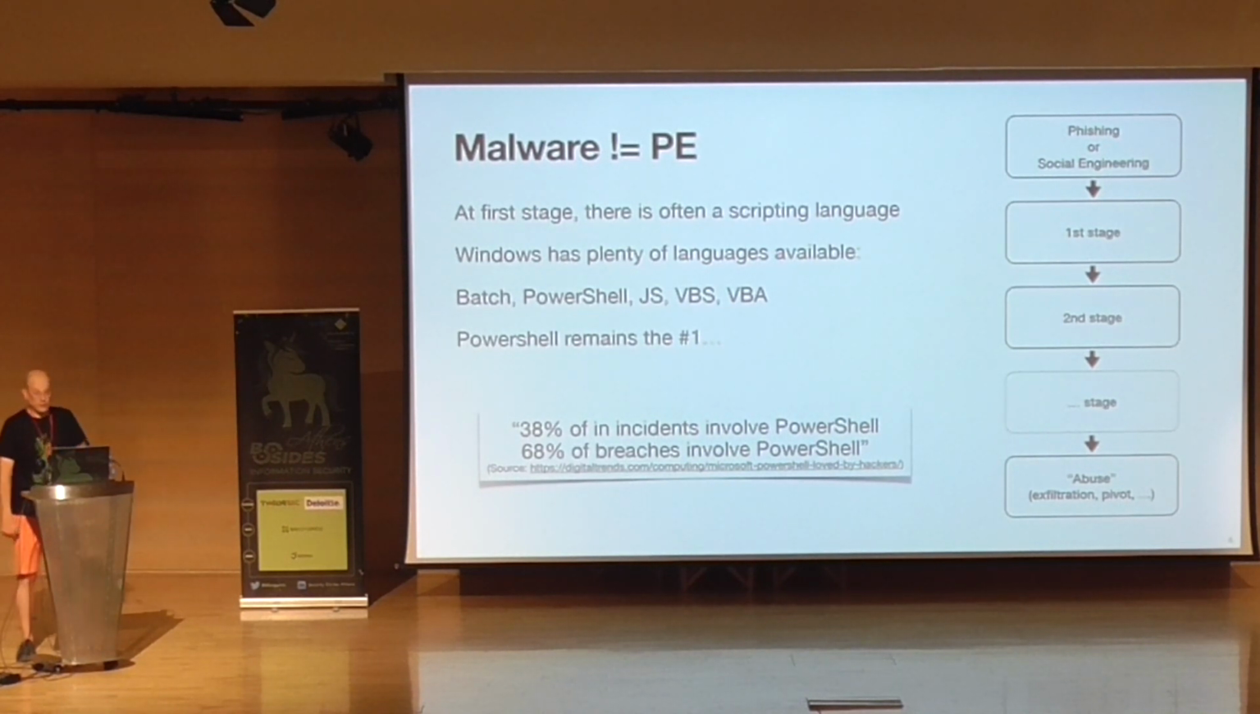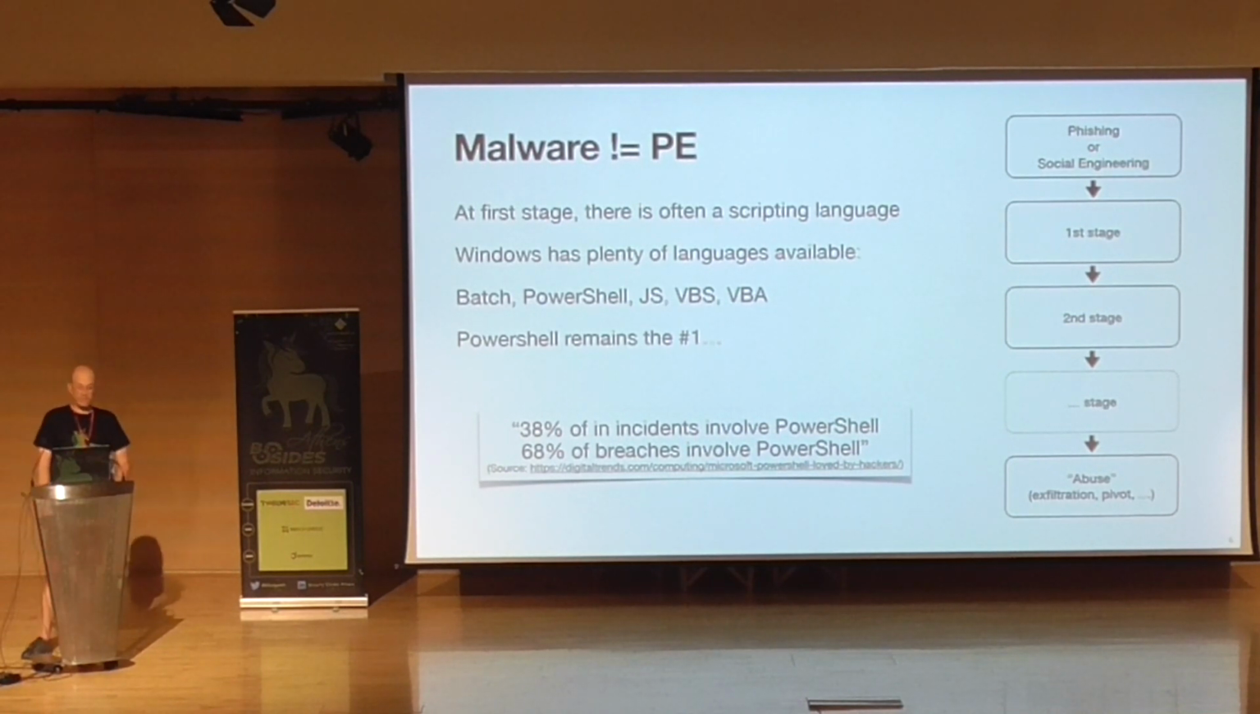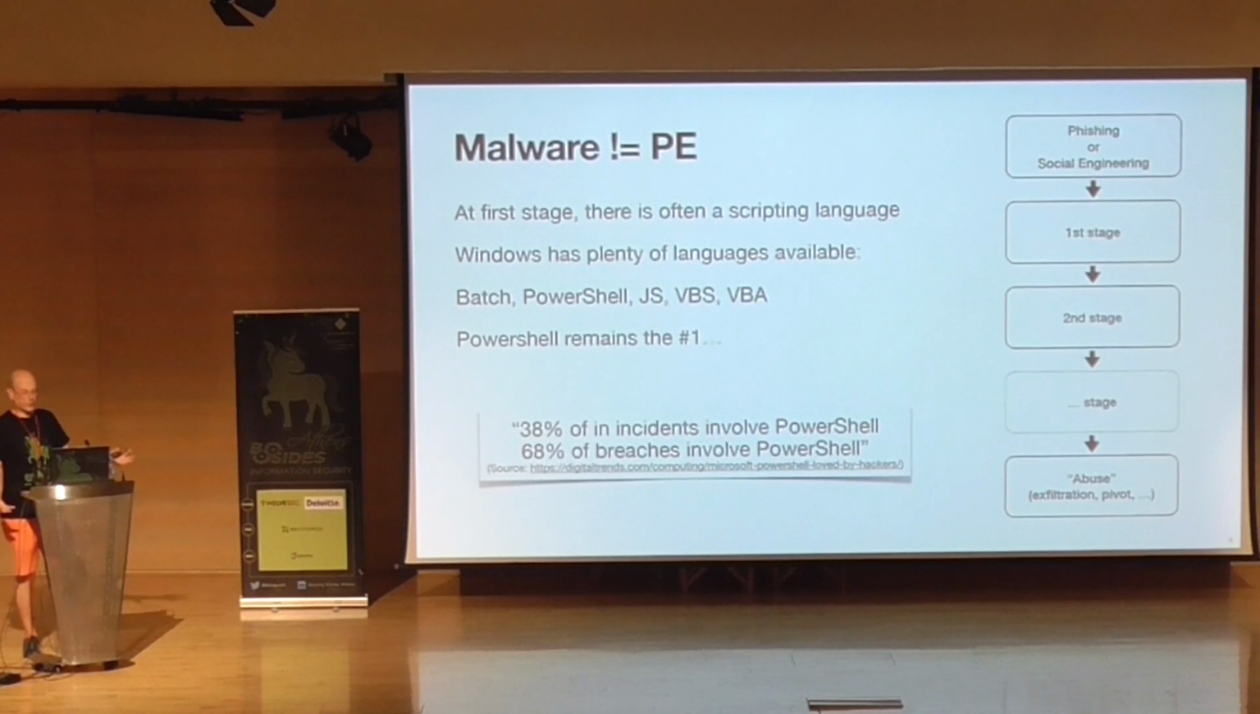You have the good old batch file, it still works today. So people just write suspicious and malicious batch files. Of course, you have PowerShell, JavaScript, VBS, VBA, plenty of scripts. And all these scripts are available by default in any Windows installation. So you can have a corporate computer, your computer at home, a computer used by your kids, they all have these different script capabilities. Of course, PowerShell remains number one because it's so powerful and very easy, and this is a statistic from 1 or 2 years ago, but 38% of incidents involve PowerShell, 68% of breaches involve PowerShell.